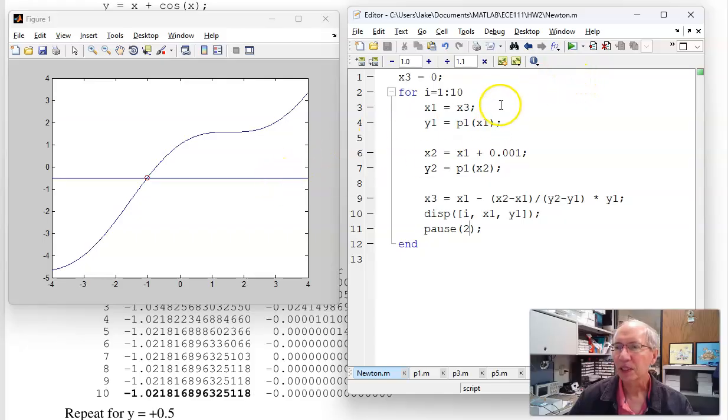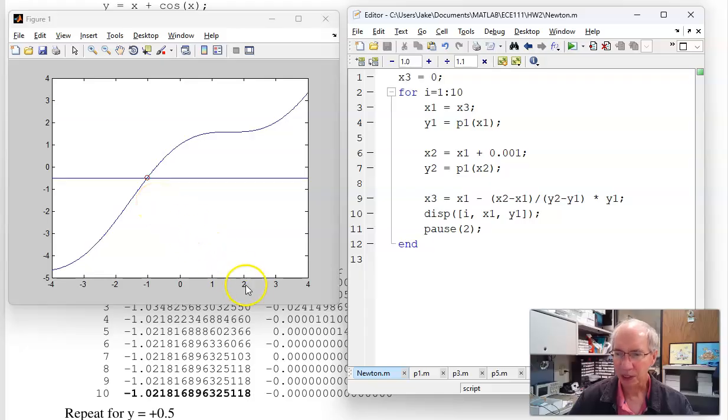That's Newton's method. I have to give it a guess that's reasonably close. If I'm too far off, like let's suppose my first guess is 9,000, it may not converge. It helps to know the answer to find the answer. If I start out fairly close, it will converge. This pause of 2 really slows it down, but you can kind of see what's happening.